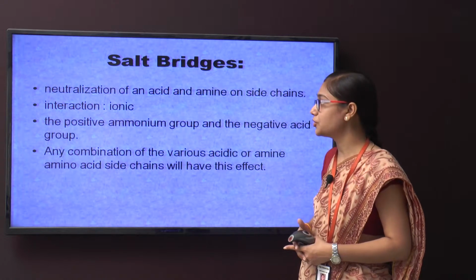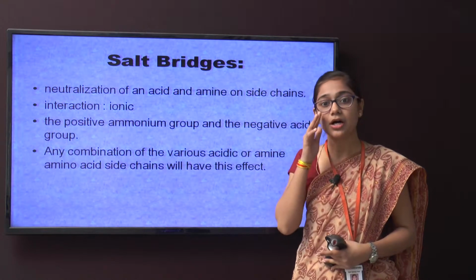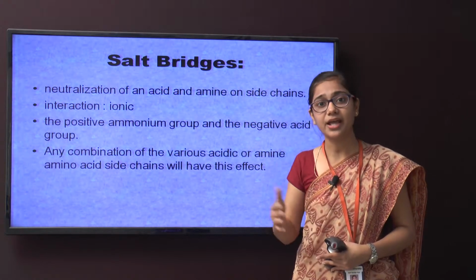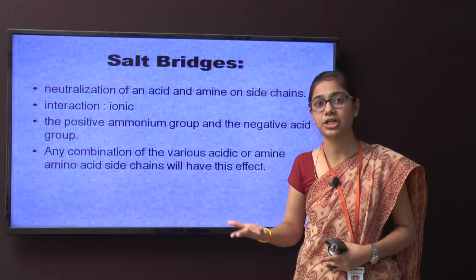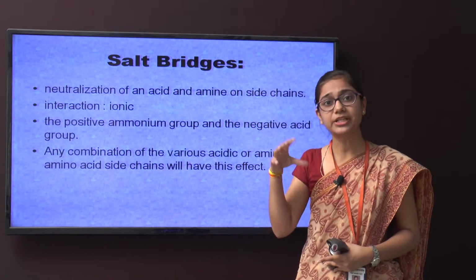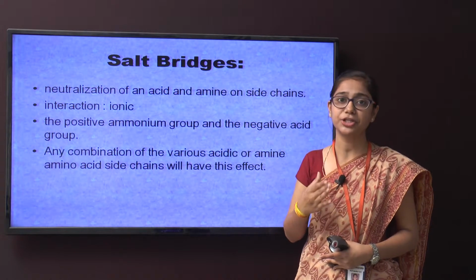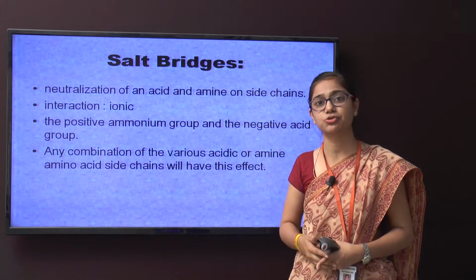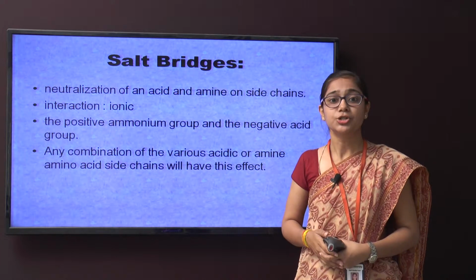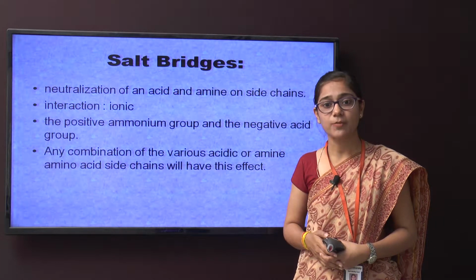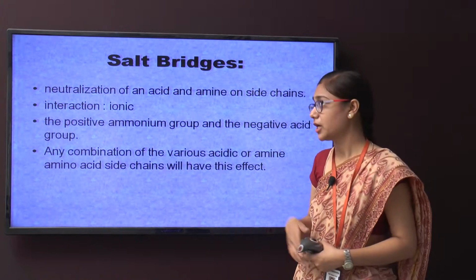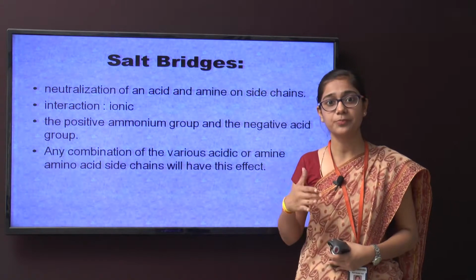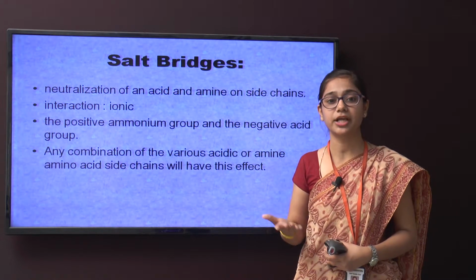Next one is the salt bridge. Salt means, for example, anion and cation. Salt bridge means the combination of the anion and cation, bonding between the anion, which is negatively charged, and the cation, which is positively charged. It is the neutralization of acid and amine on the side chains, and the interaction is ionic, because the interaction occurs between the positive and negative ions.